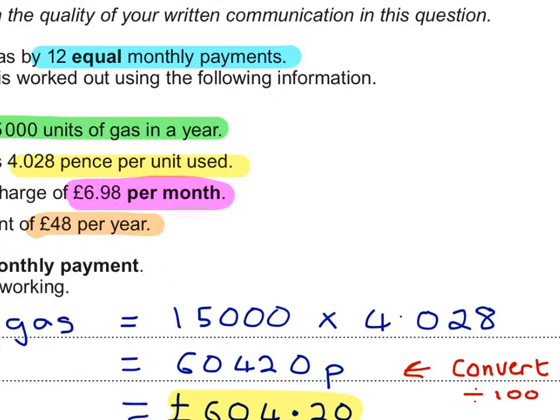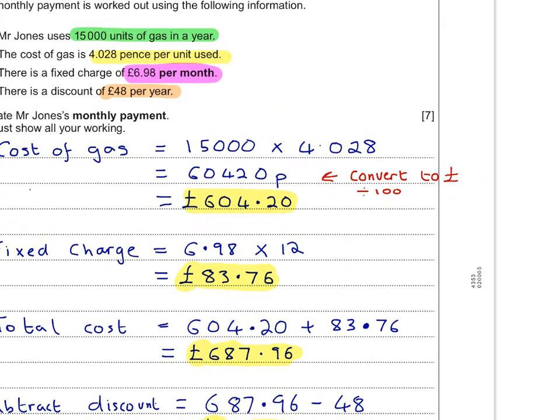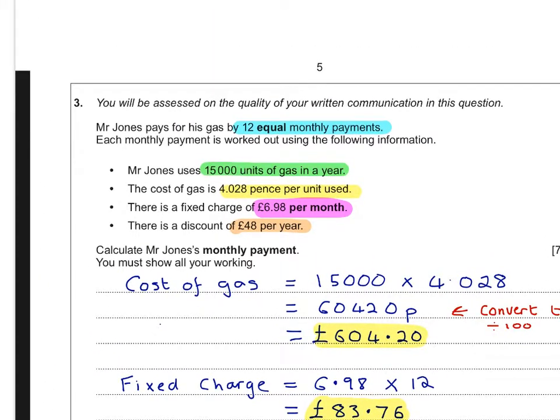But be careful, and remember, whenever we've done fuel bills in the past, they always do mix up the pence and the pounds. So that's going to be in pence. You need to convert it into pounds, so you divide it by 100. So divide that by 100, you get that they've paid for the gas itself £604.20.